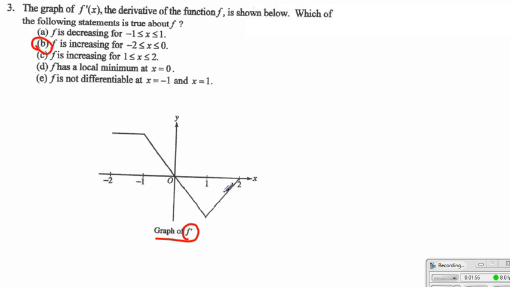In fact, F prime is negative here. So therefore, it must be decreasing, even though it looks like increasing on the F prime. Remember, this is the graph of F prime. And local minimum, no, actually, it has a local maximum because it goes from positive to negative. F is not differentiable? In fact, it was differentiable. That's why we were able to figure out the value of the derivative at -1 and 1. So F must be differentiable. All right.